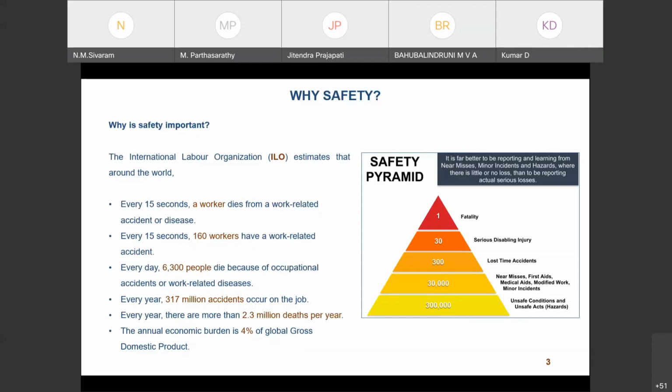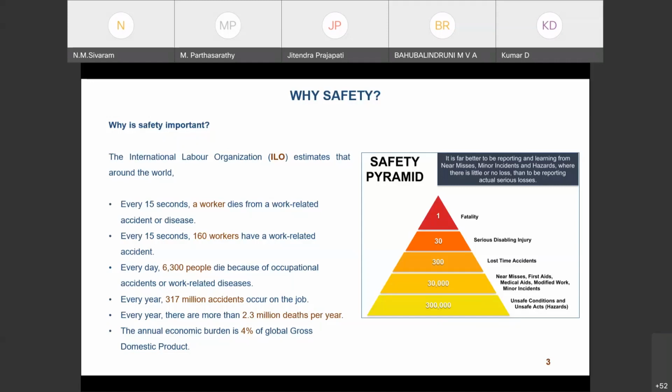When you see the statistics, around 3 lakh unsafe acts and conditions will lead to around 30,000 incidents. The 30,000 incidents will lead to some accidents where time is lost because the person is injured, or the machinery or workplace has been damaged. Replacing that requires some time, and that is around 300 in number. And when you come further down, around 30 persons have serious injuries.